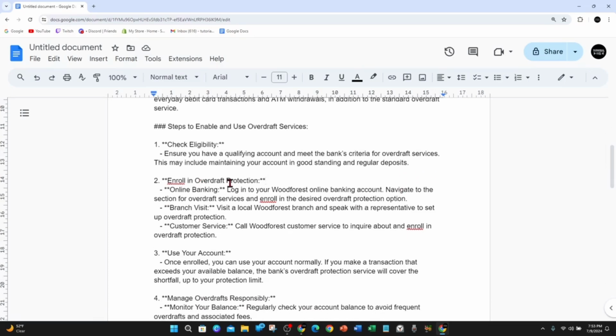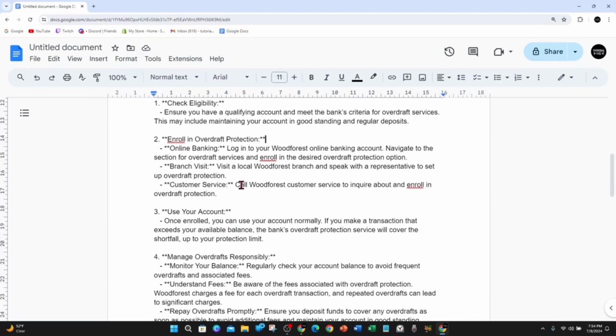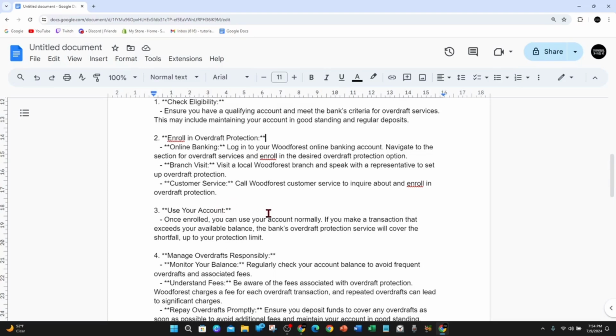And then from here, enroll in overdraft protection. So online banking. So log into your Woodforest online banking account, navigate to the section for overdraft services and enroll in the desired overdraft protection option. And branch visit. So you can visit a local Woodforest branch and speak to a rep to set up overdraft protection. And also you can use customer service.